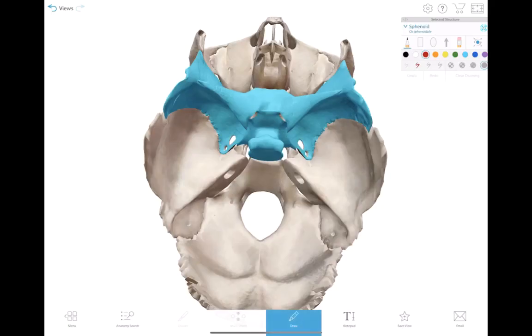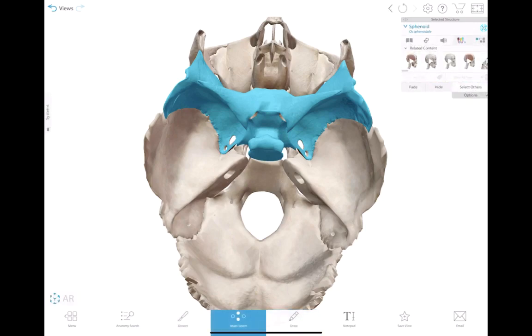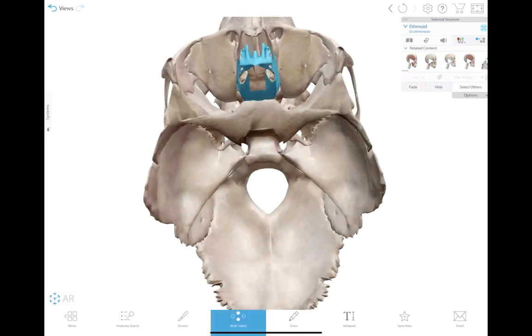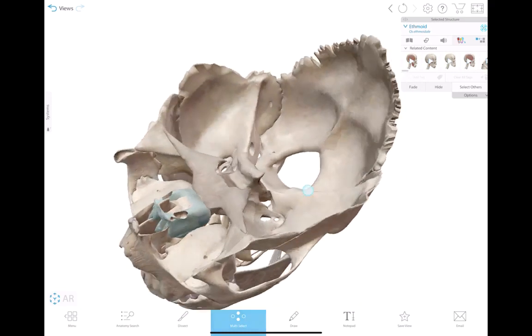Yes, I do want to clear it. Now let's look at the ethmoid bone. Can we exit drawing mode? Thank you. There we go. So that's the sphenoid, and then the ethmoid bone would be this guy here. We want to select the whole thing, not just those parts. There we go. So that's the ethmoid bone.